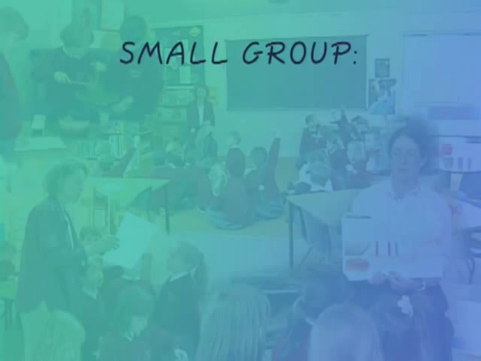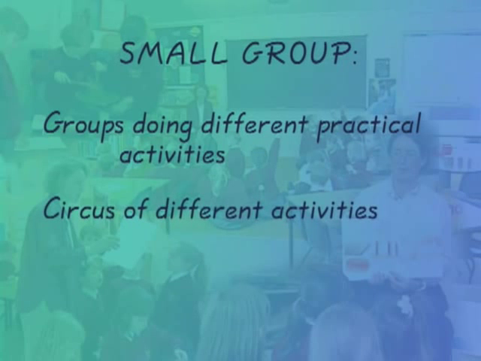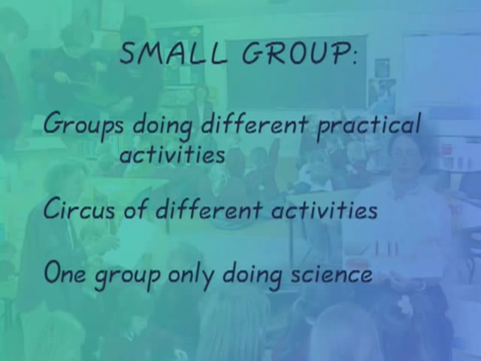Small group may also be used to describe a variety of activities. Groups of children doing different practical science tasks. A circus of different activities that groups of children move around. And one group only doing science, while the rest of the class do a separate activity.